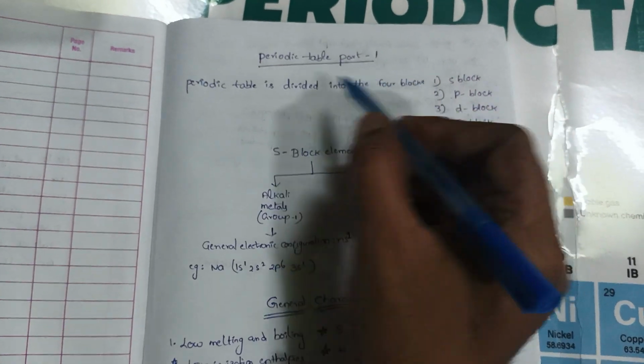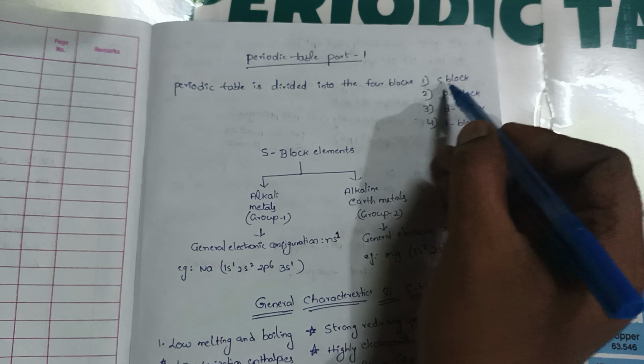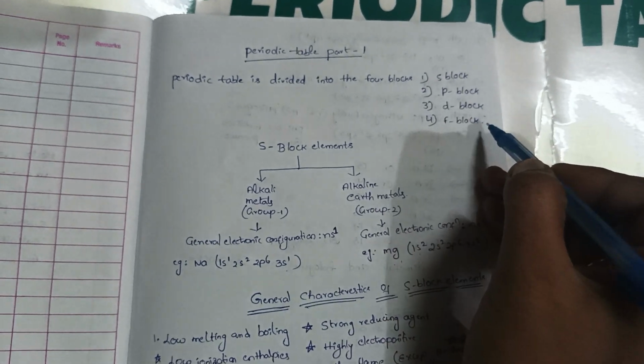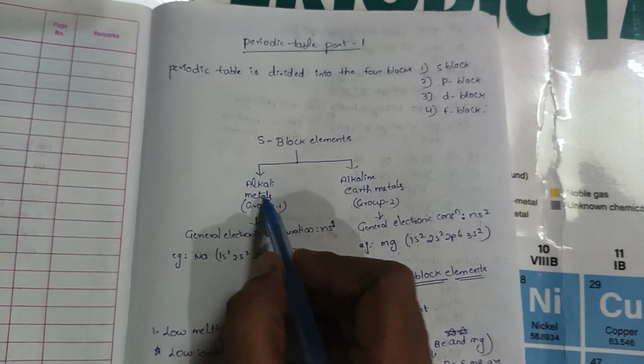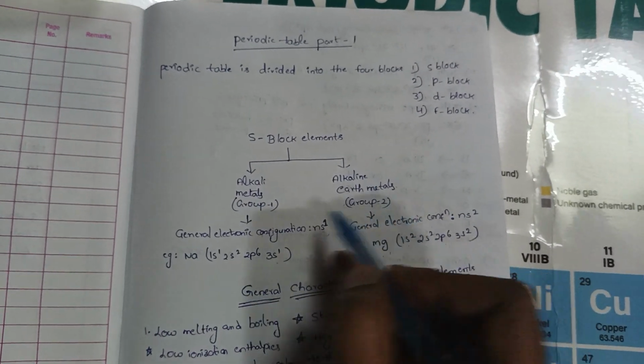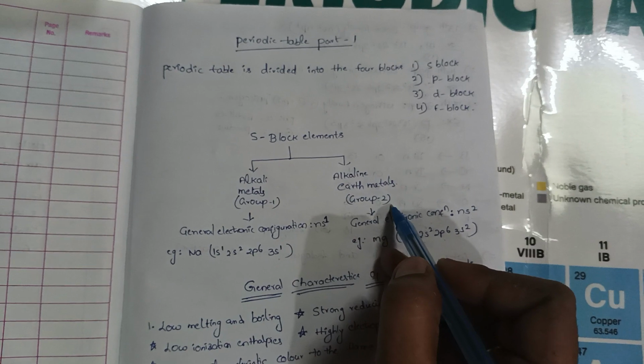Periodic table part 1. The periodic table is divided into 4 blocks: S block, P block, D block and F block. S block elements are again classified into two types: alkali metals and alkaline earth metals, which are also group 1 and group 2.